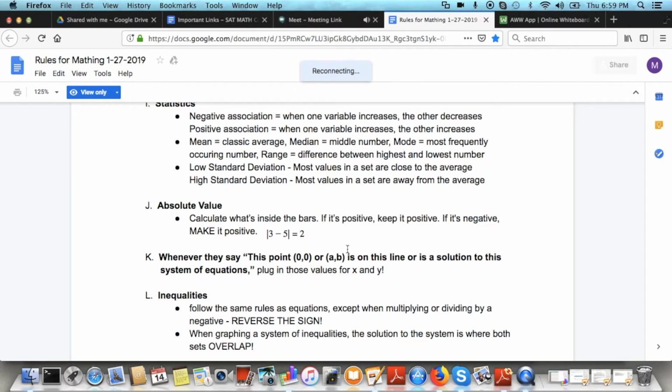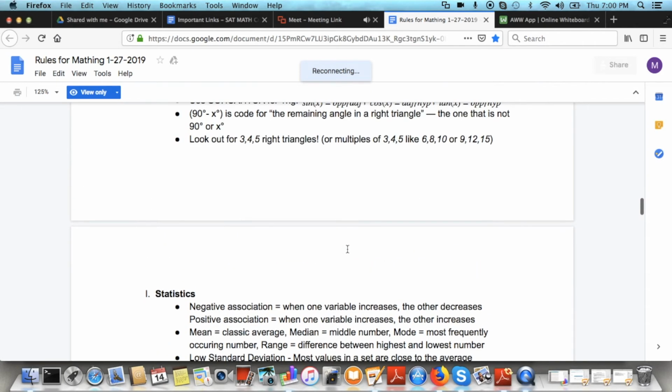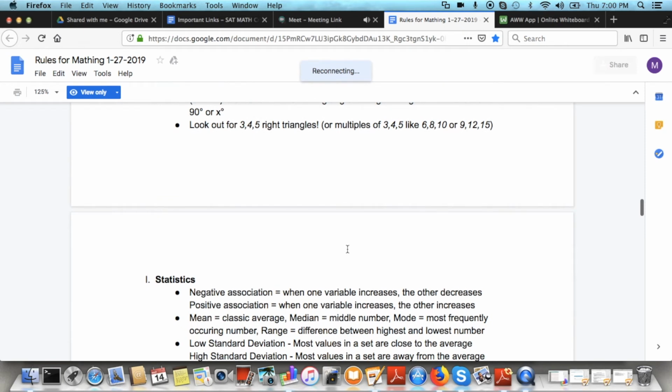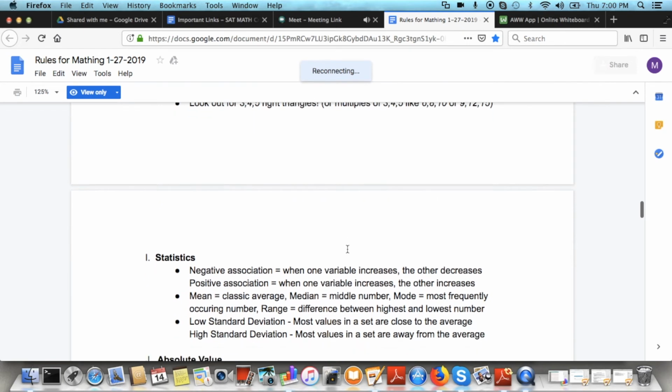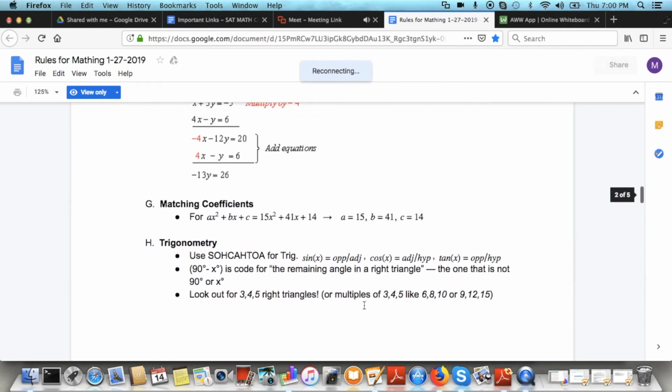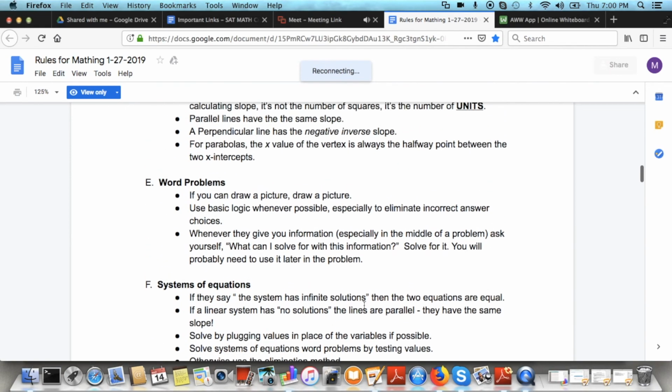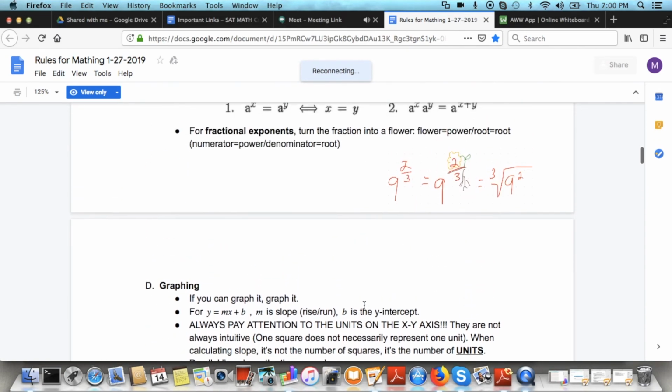Is that familiar to Sharon and Elizabeth? Absolute value? Yes. You've seen it before? Yes. Okay. If there's a concept where you think, this is testing me on something I know I should know, check it out on the rules for mathing. On the basic concept cheat sheet, I've got stuff on statistics, including mean, median, and mode. I've got stuff on trigonometry, systems of equations, graphing, and all this stuff.